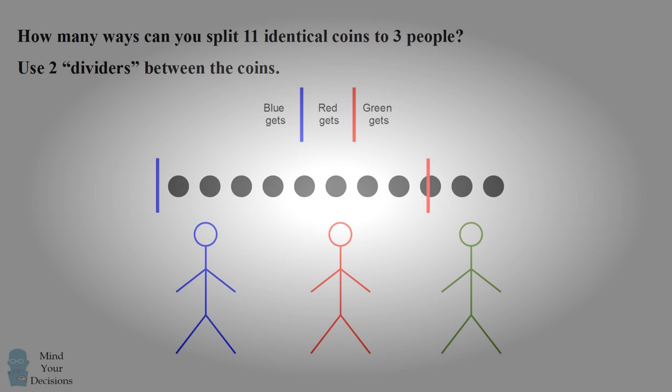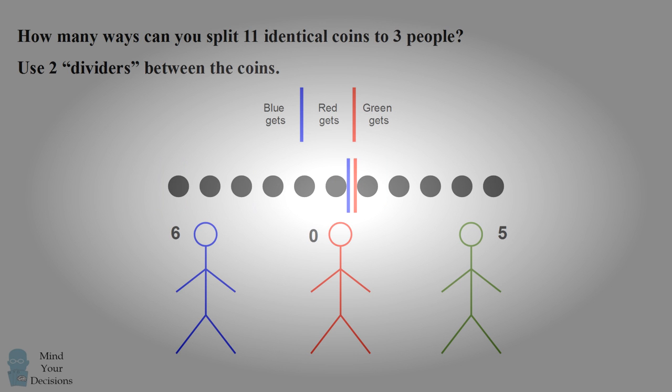If I move the blue divider all the way over to the left, now there are no coins to the left of the blue divider. So blue is getting 0 coins. In between the dividers is 7 coins that go to red, and to the right of the red divider is 4 coins that go to green. Imagine I shift the dividers over like this. Now blue is getting 6 coins. The 2 dividers are next to each other. There are no coins, so that means red gets no coins, and green gets the remaining 5 coins. I'll let you figure out how to have a division where green gets 0 coins.